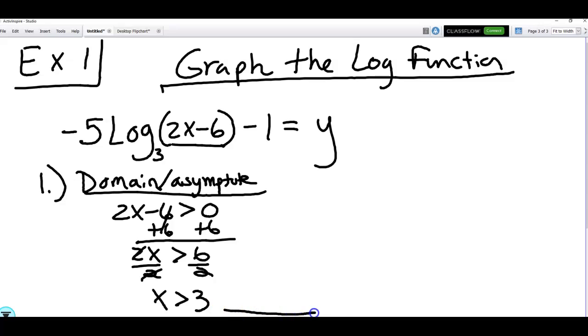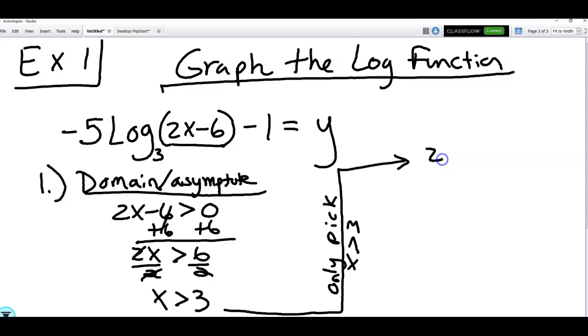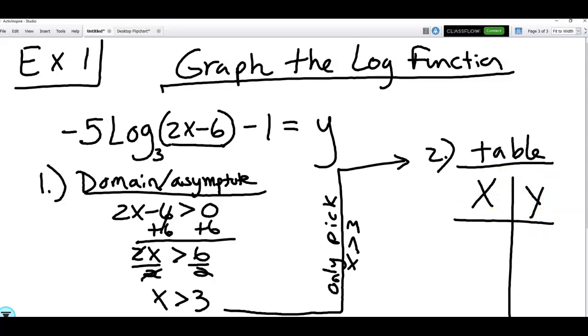So that moves us on to step 2. We only pick x values that are greater than 3. So here we go. For step 2, let's get a table of values. You're allowed to plug in whatever you want for x so long as it is greater than 3. And we just need 2 dots. So give me a number greater than 3.